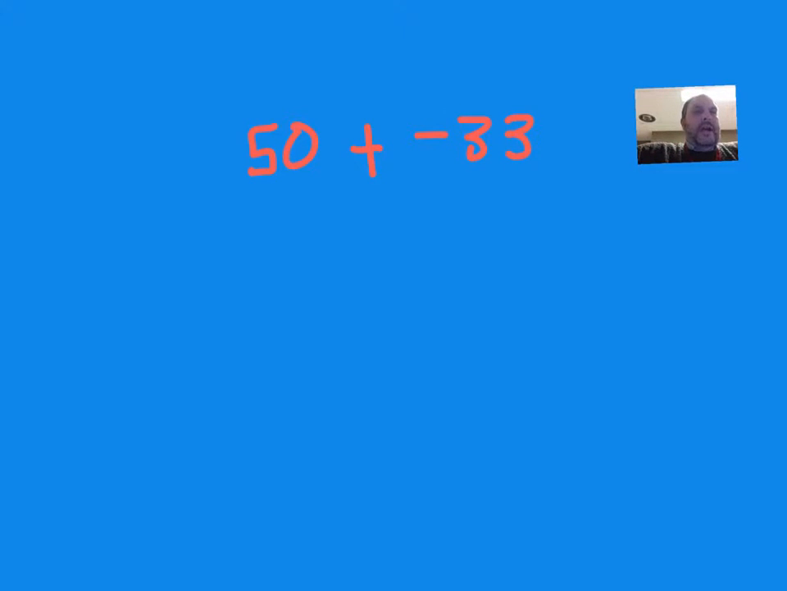Looking at this problem here, I have 50 plus negative 33. So the first thing I would probably want to ask myself is, what kind of integer is this? 50 is a positive integer. What kind of integer is this? Well, negative 33 is a negative integer. Just looking at that, then, I have one positive number and one negative number. My signs are different. When your signs are different, you subtract.